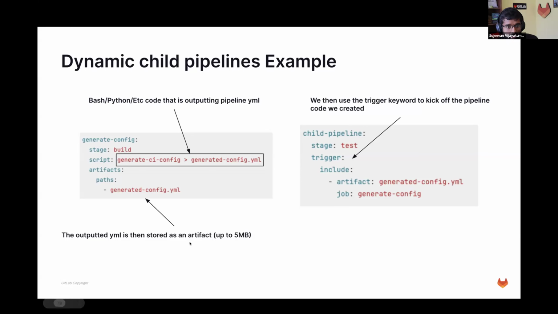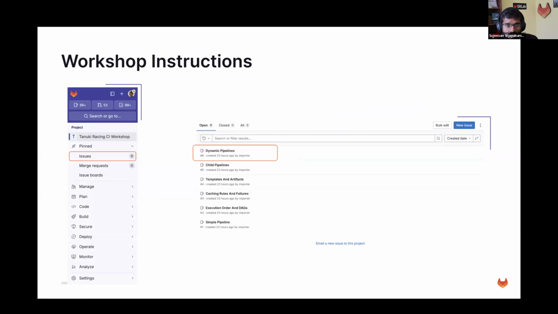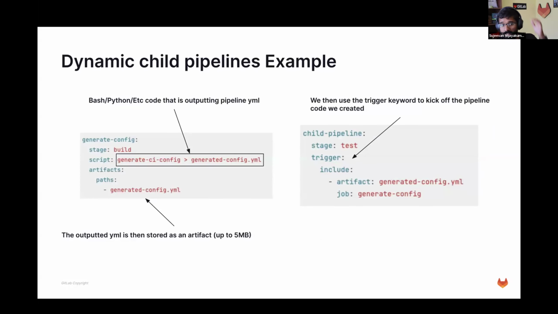And this YAML file will be stored as an artifact up to 5 MB. I don't think you want 5 MB of a generated config file, because that would be a very huge job. One example where this might make sense: I did see from different customers this specific one, where they are dynamically creating child pipelines.